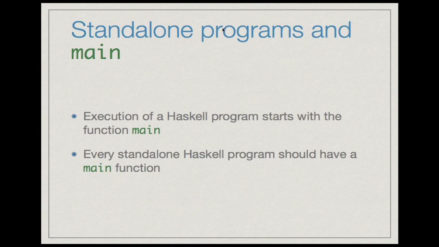We shall first consider standalone programs. Execution of a Haskell program starts with the function main. This is not something we have seen till now. Till now a program was just a bunch of functions and GHCi automatically interpreted any function that we entered in it. But if you have to write a standalone program, execution has to start at some place, and that is the function main. Every standalone Haskell program should have a main function.